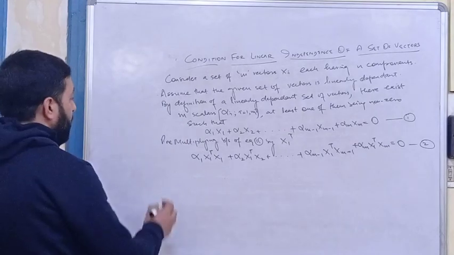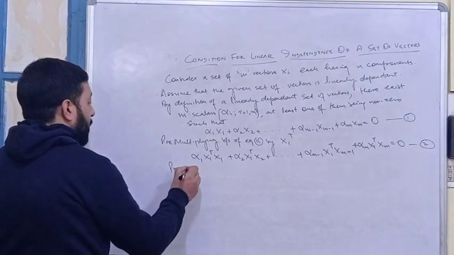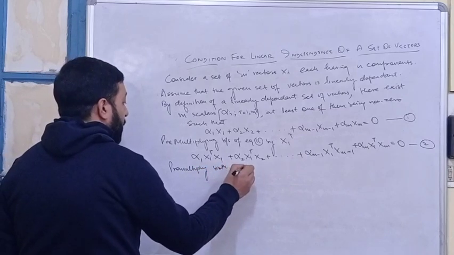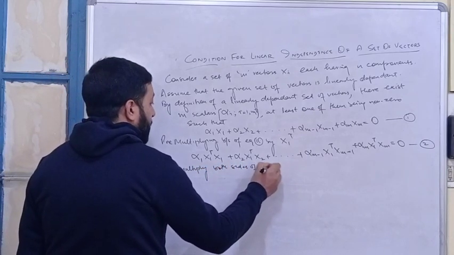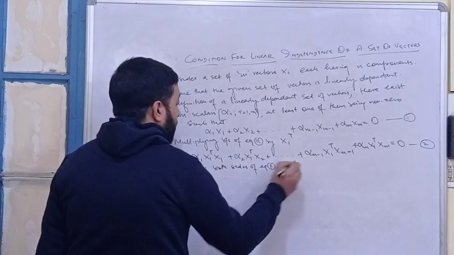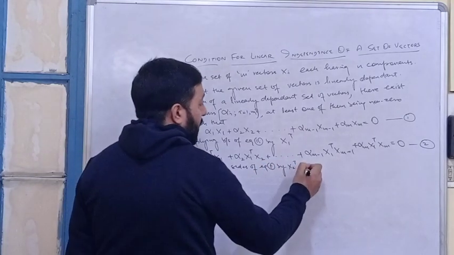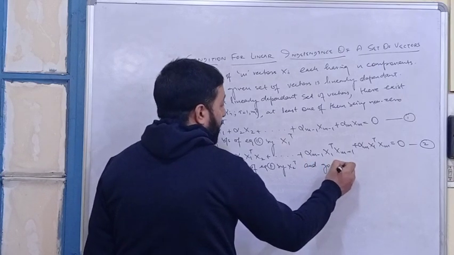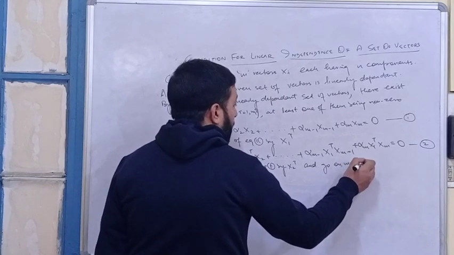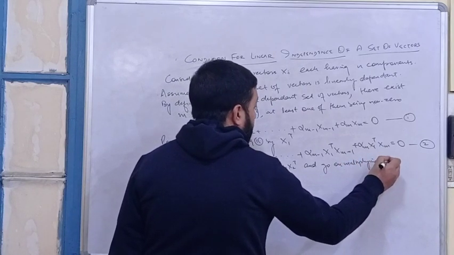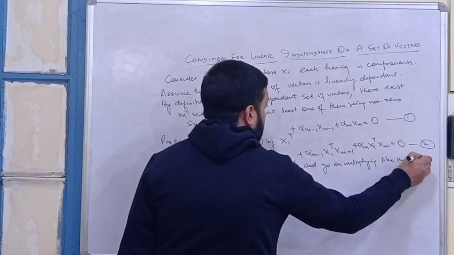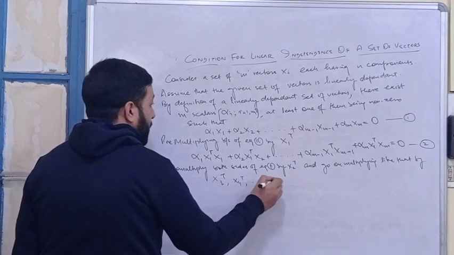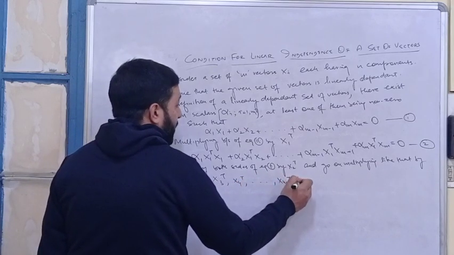So I pre multiply both sides of equation 1 by x2 transpose and go on multiplying like that by x3 transpose, x4 transpose, so on, up to xm transpose to get the equations.